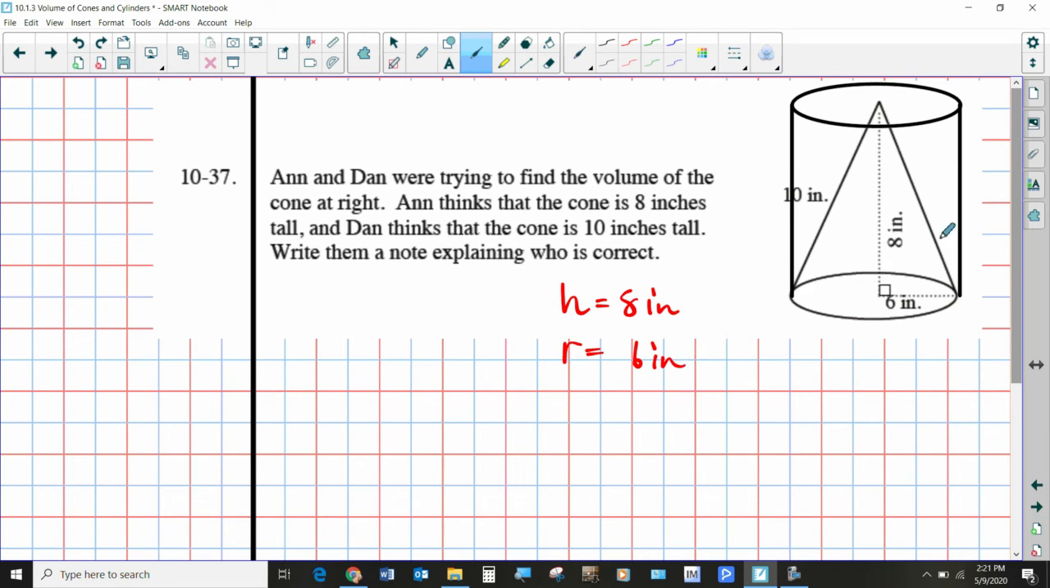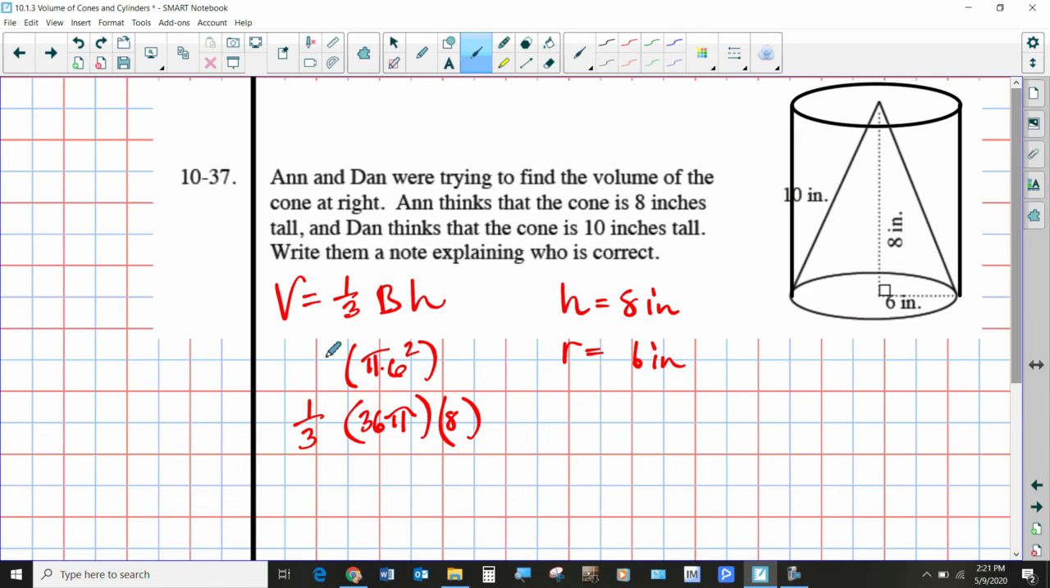Okay, so let's figure out what the volume of the cylinder would be, and then we will take 1/3 of that. So 1/3 of the base area times the height. Let's start with the base area, which is going to be pi times the radius squared. So that becomes 36 times pi. Then multiplied again times 8. And once we've done all of that, we are going to divide by 3.